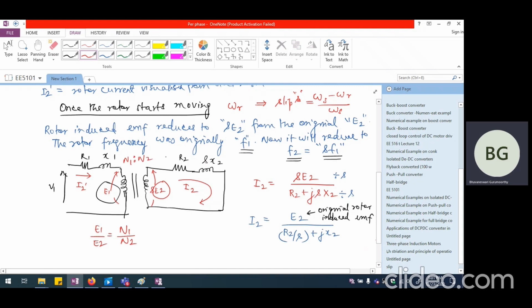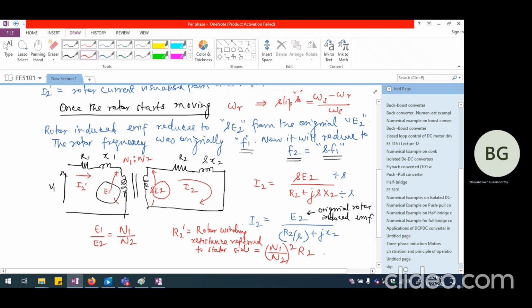And one more thing we know is that R1, R2 and SX2 also can be translated to the other side. So I can say R2 dash is the rotor winding resistance referred to the stator side. So that will be N1 divided by N2 the whole square multiplied by R2. So I can try to take these to the other side.